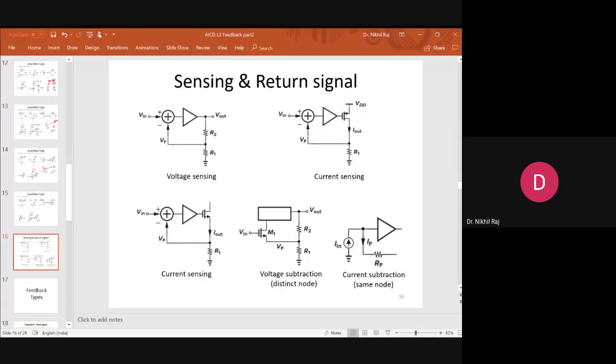Then we come to sensing and returning signal. Sensing and returning depends upon how the feedback element is attached.